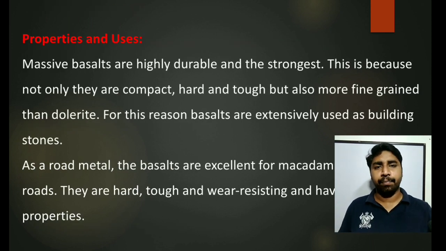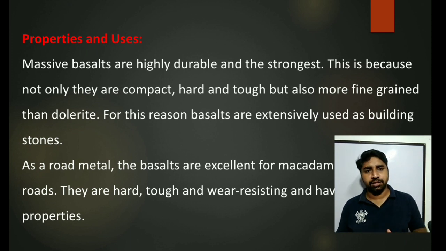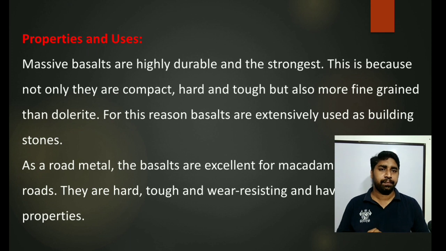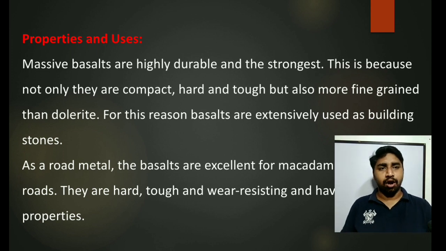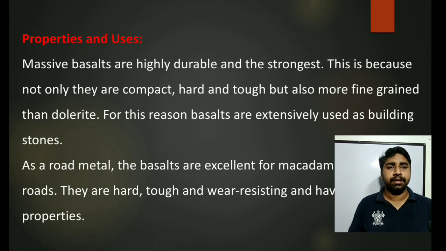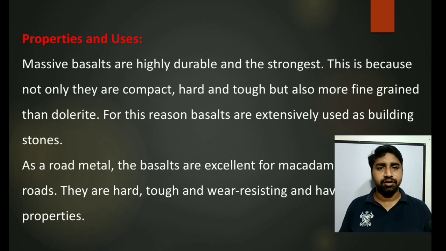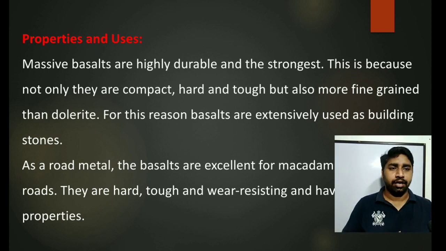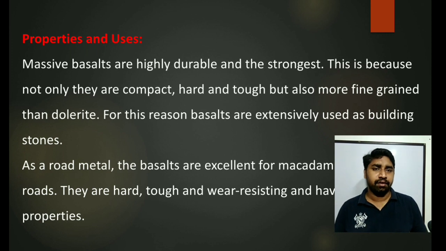Coming to the properties. What are the properties of this basalt specimen? Firstly, it is a massive rock and it is highly durable. It has high durability. It lasts for a longer time and is the strongest also. What is the reason for being strongest? They have a compact nature, are hard and tough, and also more fine grained than dolerite. Granularity is also very fine.